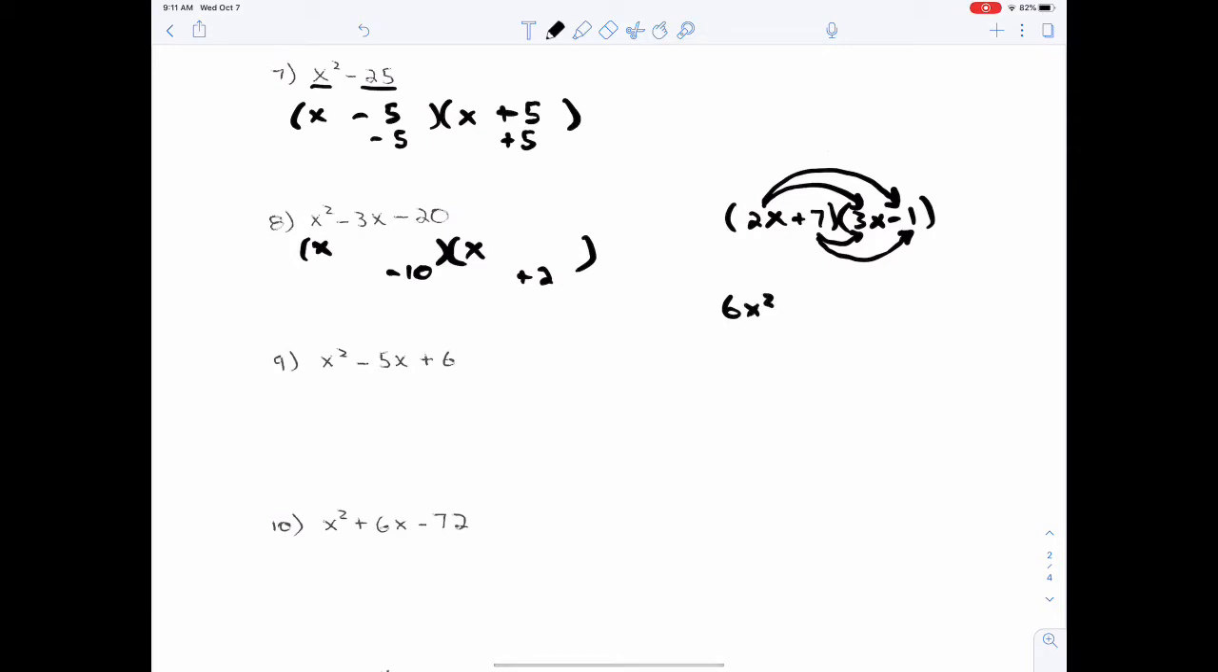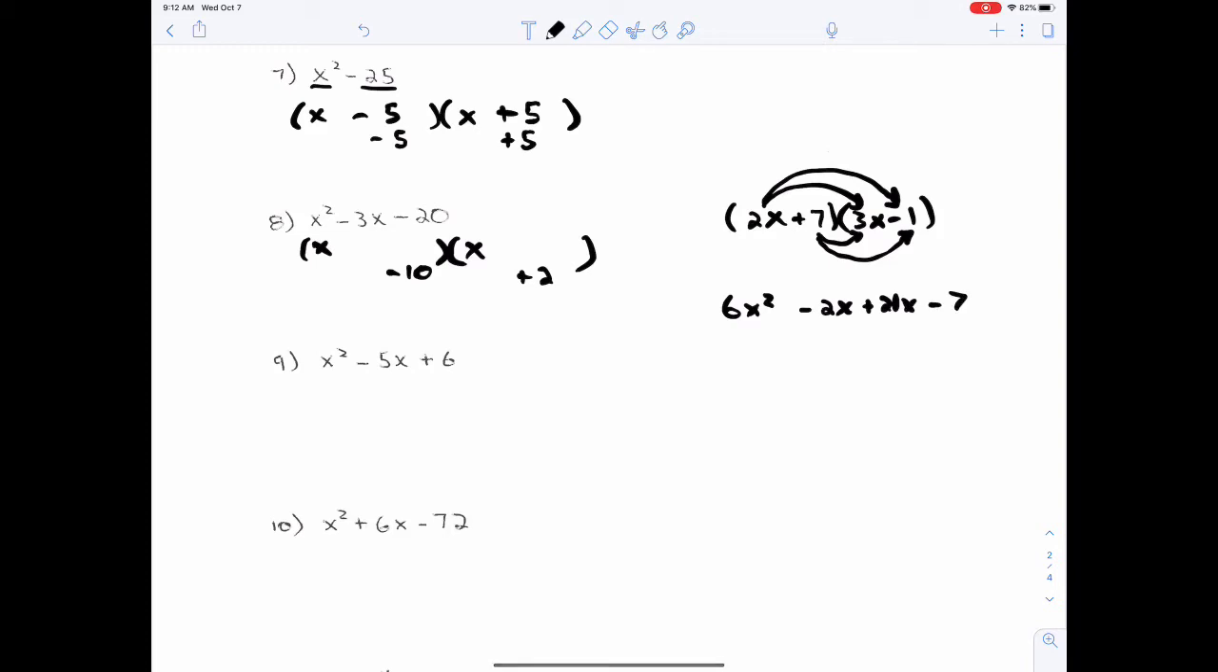So notice when you take the two first terms in each factor, it gives you the first term of the resulting multiplication. Then 2x times negative 1 is negative 2x. Then I'll distribute the 7. 7 times 3x is plus 21x.